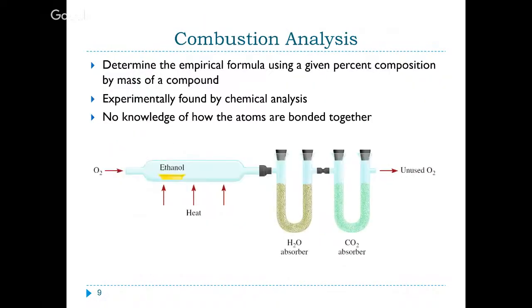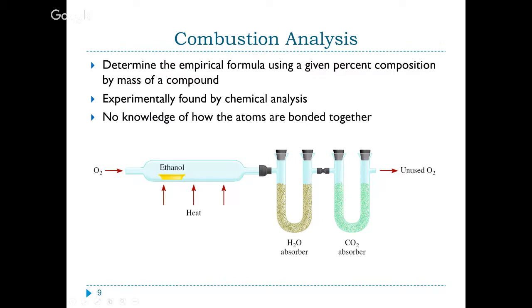So there's one other way that we can determine empirical formulas, and that's through experimentation, which is called combustion analysis. So remember, combustion means that we're going to burn something, and we always are burning something in the presence of oxygen. So that's how we recognize a combustion reaction. So with this, we don't know how the atoms are bonded together, and unless we know ahead of time what the molecular mass is, we wouldn't necessarily be able to figure out what the true compound formula is.